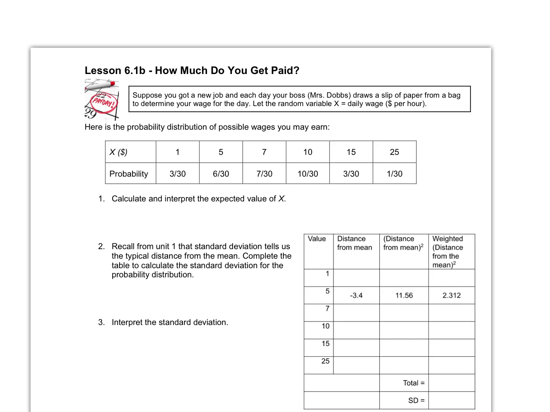Suppose you got a new job, and I'm your boss. And you draw a slip of paper from a bag to determine your wage for the day. The random variable X is your daily wage per hour. So notice your options. You can get $1 an hour. You could get $25 an hour. But you've got to draw it out of a bag each day.